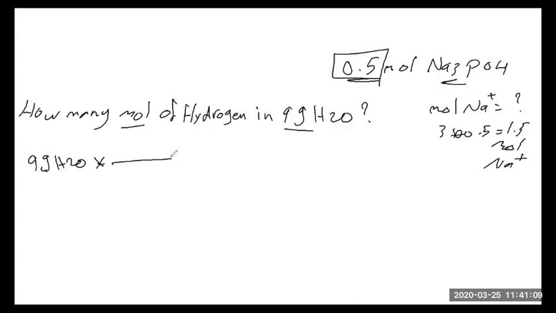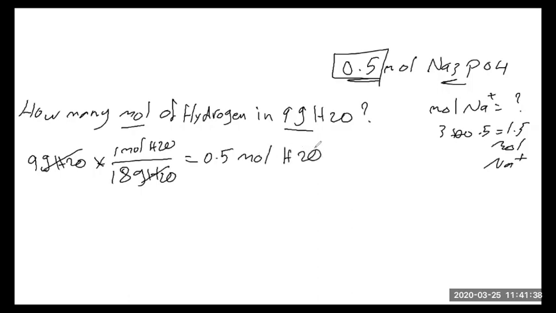Which one will go to the top? Which one will go to the bottom? So what do you think? One mole H2O over 18 gram H2O. Correct. Now, do the math. Gram H2O would cancel with this one. 9 divided by 18 gives us 0.5 mole H2O.